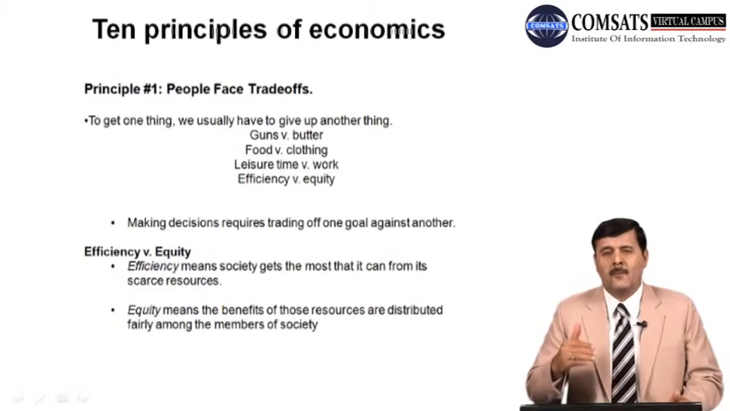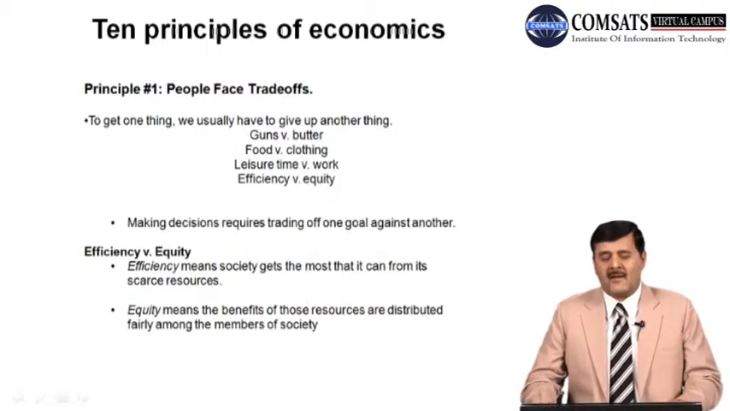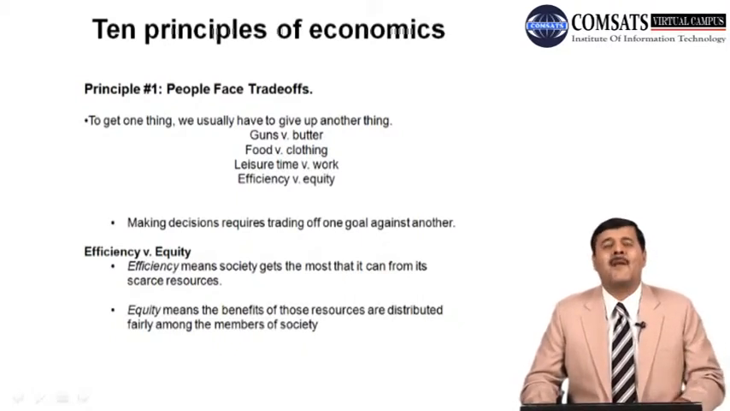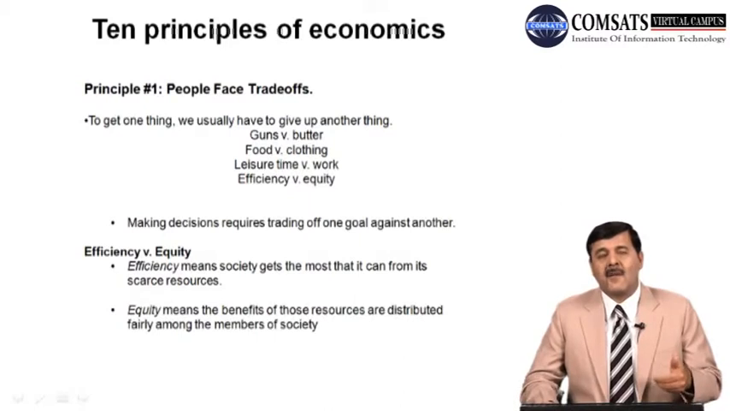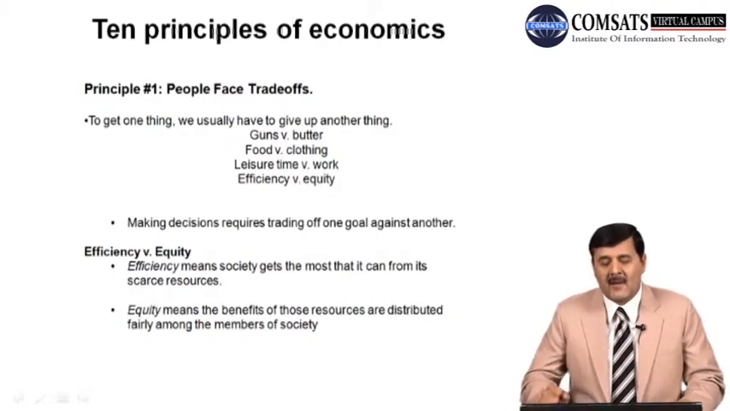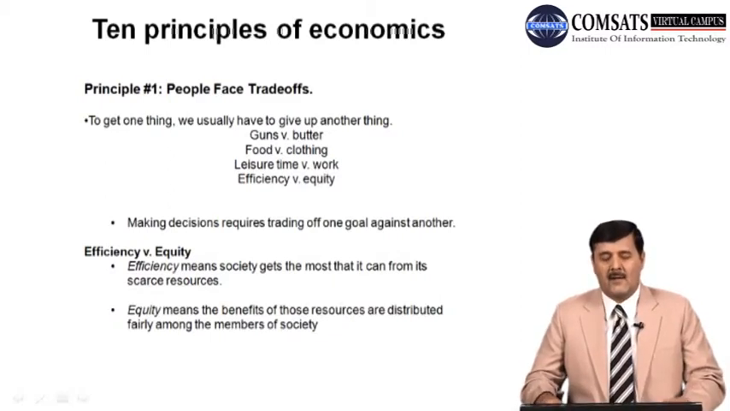So one has to sacrifice or give up something in order to get more of something else, right? Let's talk about efficiency and equity. Efficiency means society gets the most that it can from its scarce resources. That is, how society can efficiently and optimally utilize its scarce resources and get the maximum level of output. That's what we mean by efficiency. When we talk about equity, equity means the benefits of those resources are distributed fairly and equally among different members of the society. So how do we define equity? The income and benefits obtained from different sources are fairly and equally distributed among different sections of the society. That is known as equity.